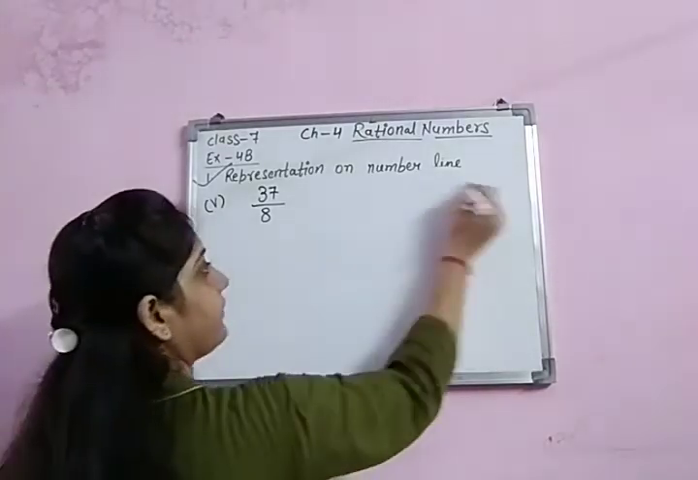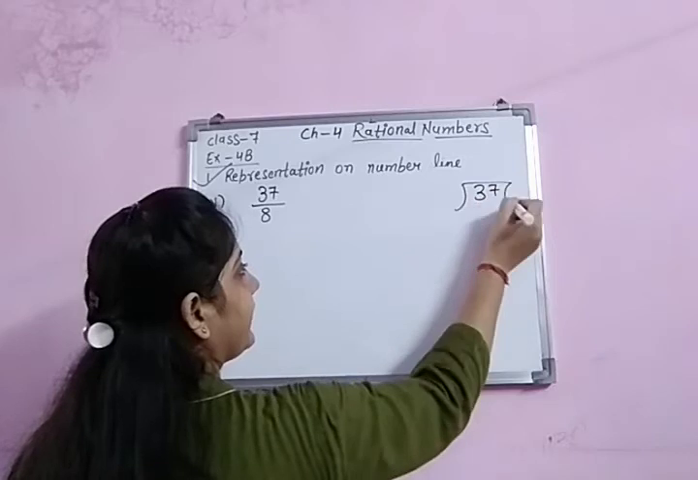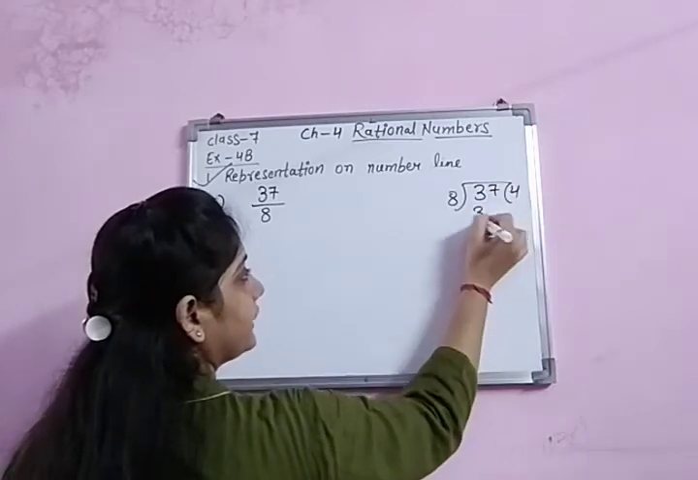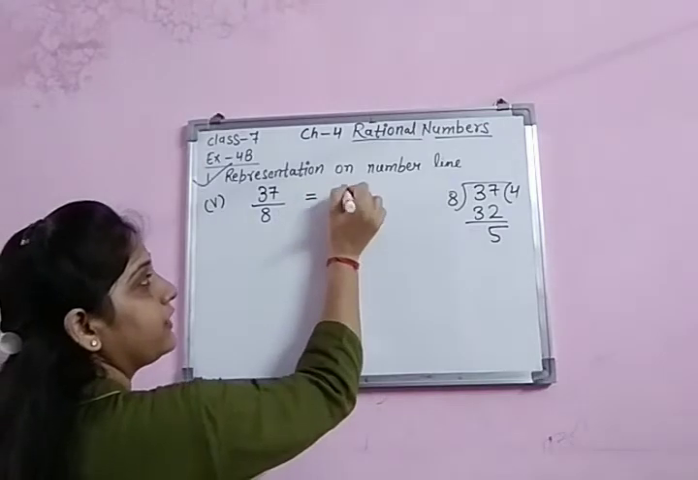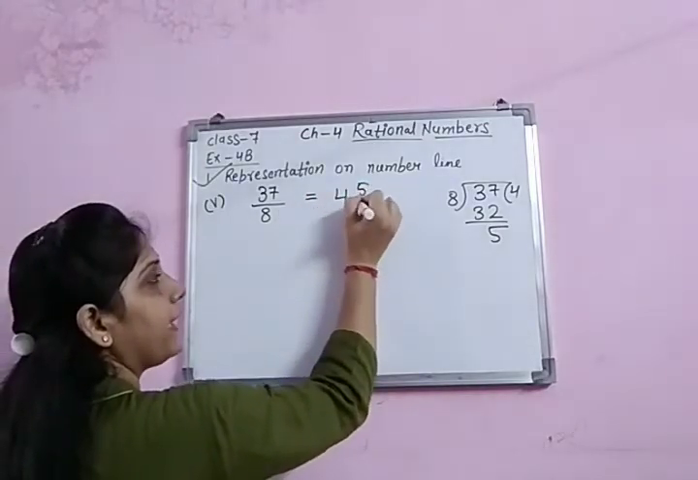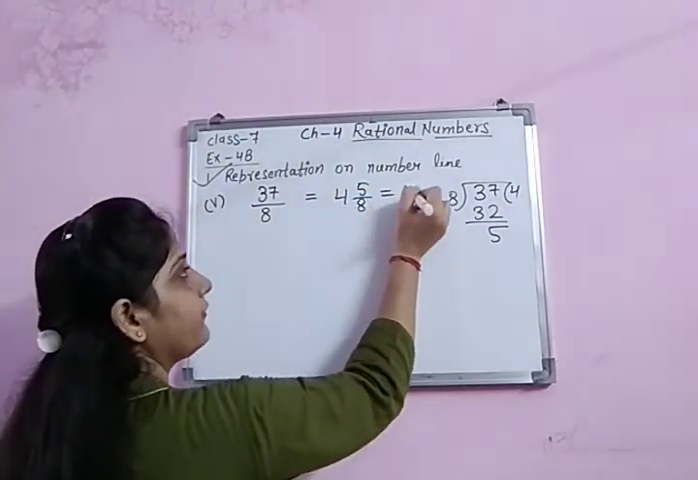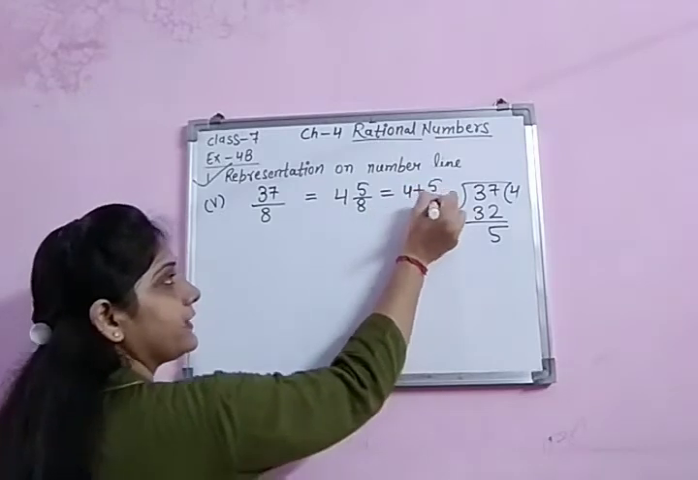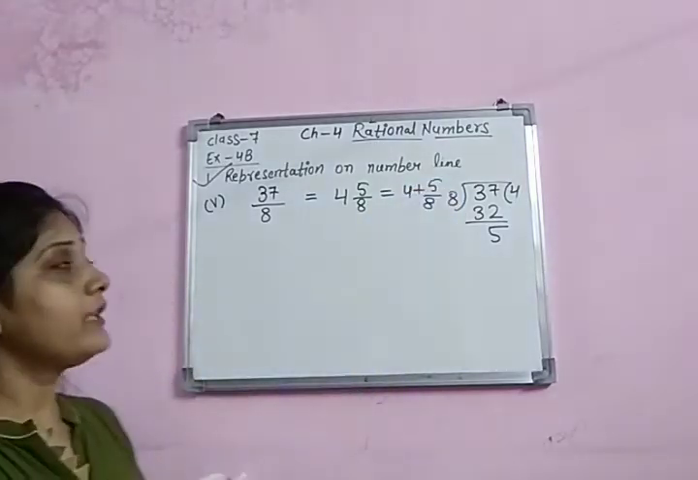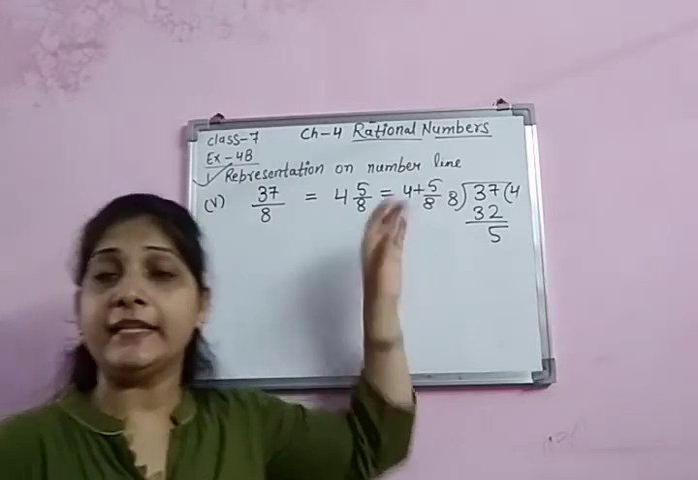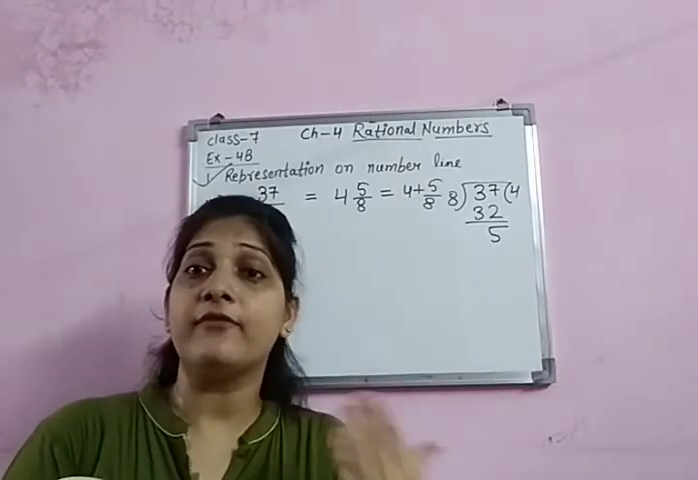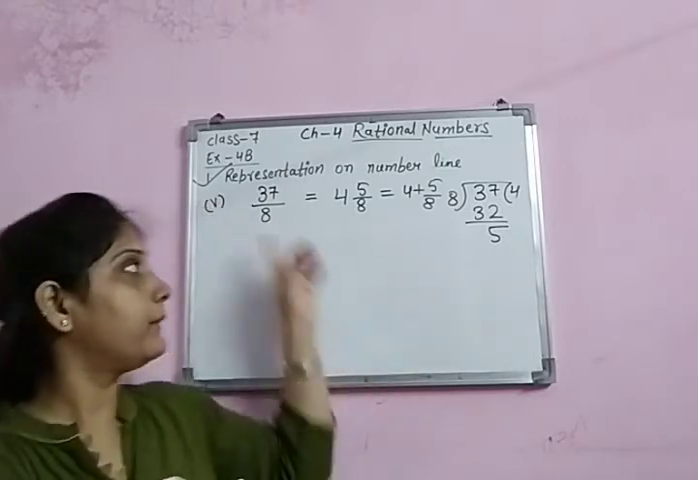Let's do it, how to convert it into mixed. For mixed, everyone knows we have to divide it by 8. 8 fours are 32 and it will give remainder 5. So how can it be written? 4, 5 by 8. Or we can say 4 plus 5 by 8. Agree? So now children, see 4. Look at this whole number. It will tell us between which two numbers the number exists.